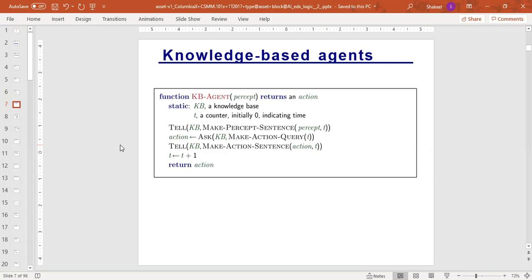So here is the knowledge based agent function that has an input, the percepts, and returns an action. It also maintains a database or knowledge base called KB and a counter to indicate time. All right, so the intelligent agent here does three things.